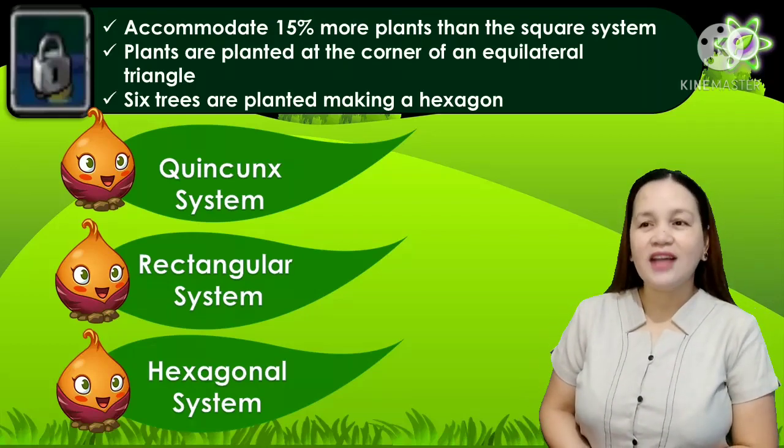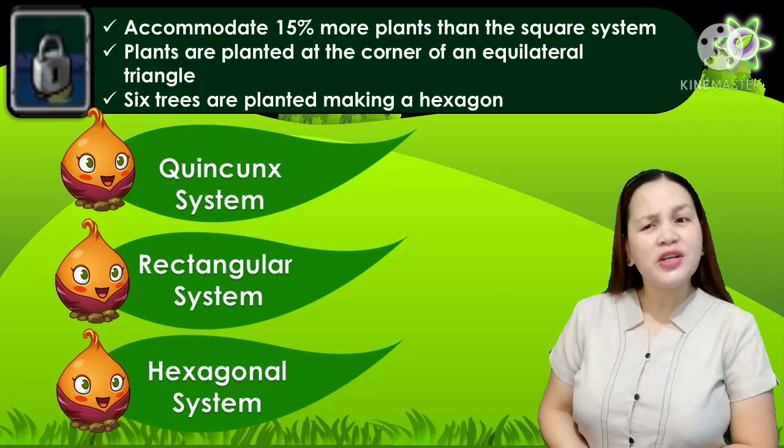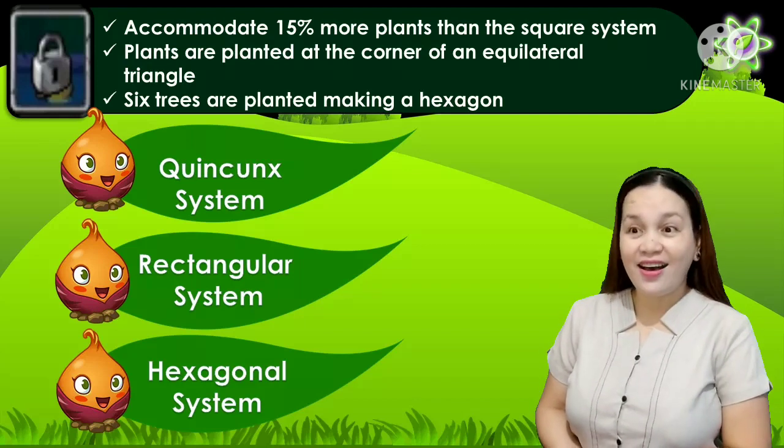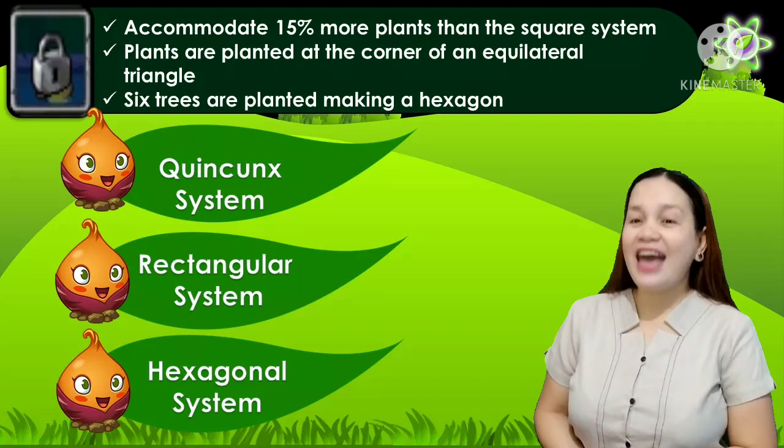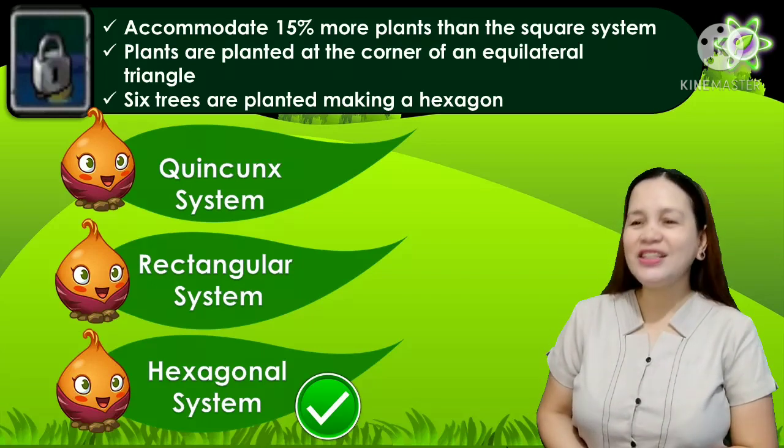Accommodate 15% more plants than the square system. Plants are planted at the corner of an equilateral triangle. 6 trees are planted making a hexagon. The answer is hexagonal system.